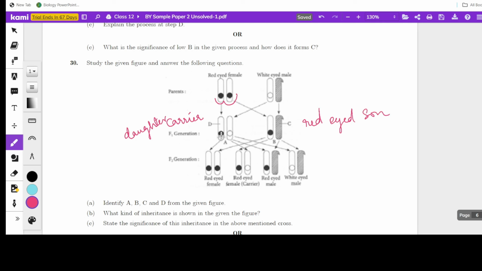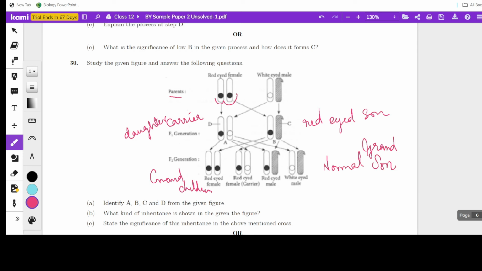Now let's see what happens in the F2 generation when these both cross. We get, see, this and this combine: red-eyed X, red-eyed X, a red-eyed daughter, a female, a red-eyed granddaughter. This is the grandchildren generation, because we are considering them as parents. These are the parents, so definitely the F2 are grandchildren. So a red-eyed granddaughter, a carrier granddaughter, a red-eyed grandson, and a normal grandson.